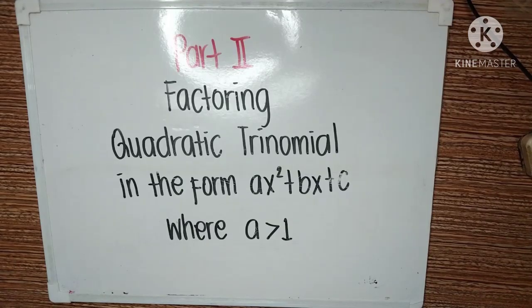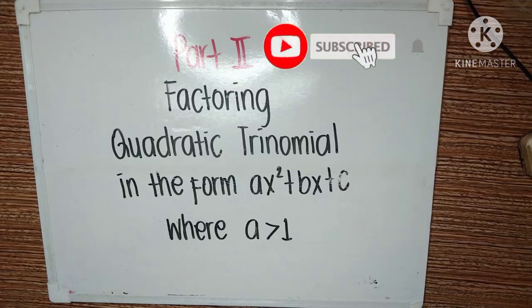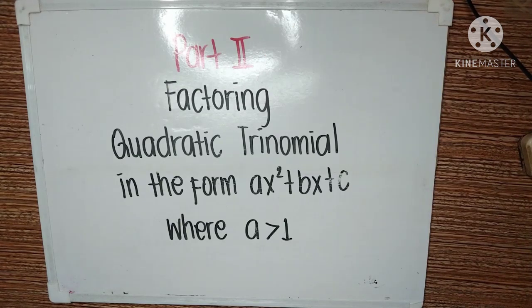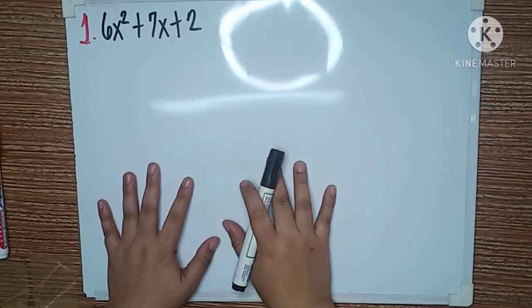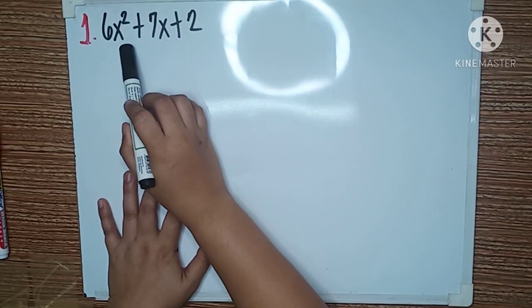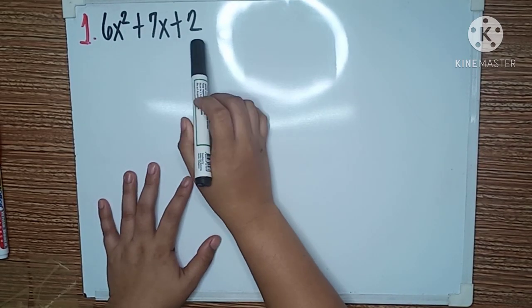Welcome back to my mathematics class. For this tutorial video, this is part 2 of factoring quadratic trinomials in the form of ax squared plus bx plus c. But this time, the value of a is greater than 1. Let's start. Example number 1: 6x squared plus 7x plus 2.